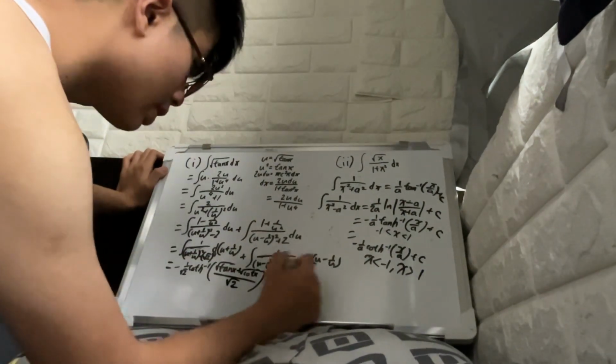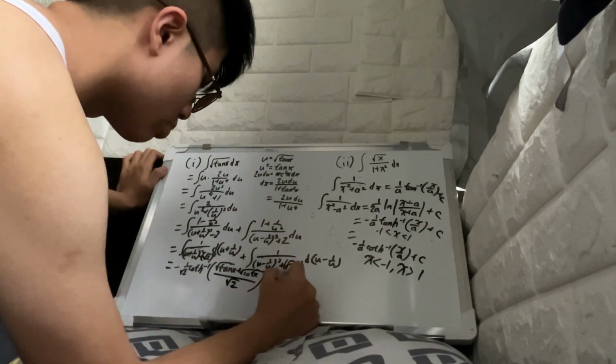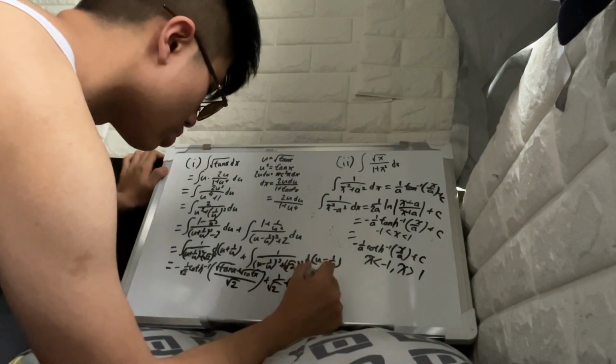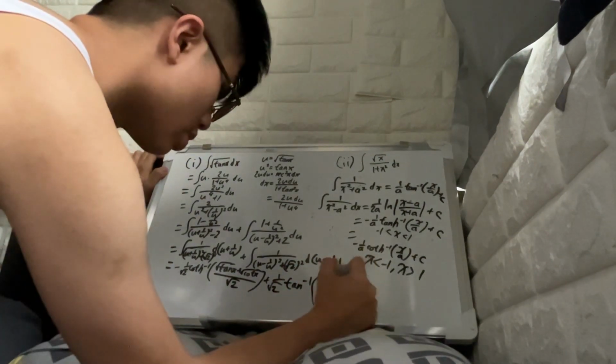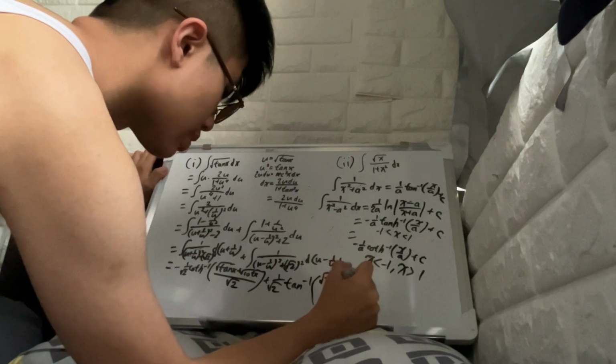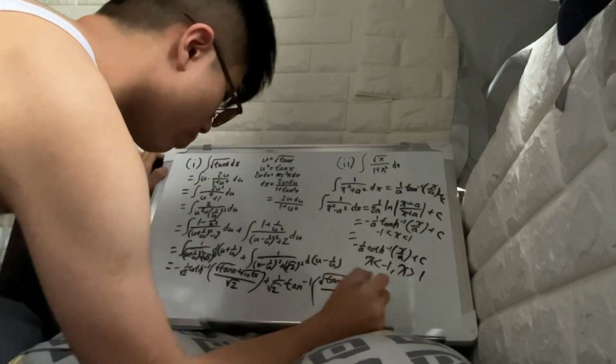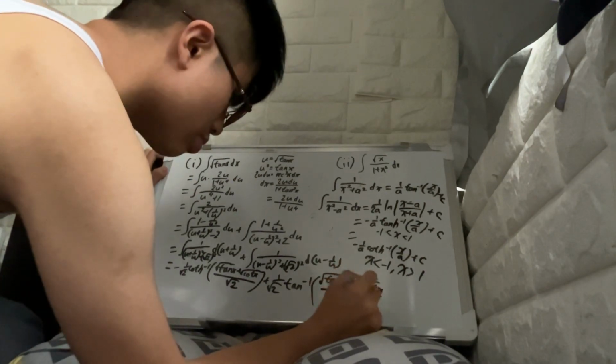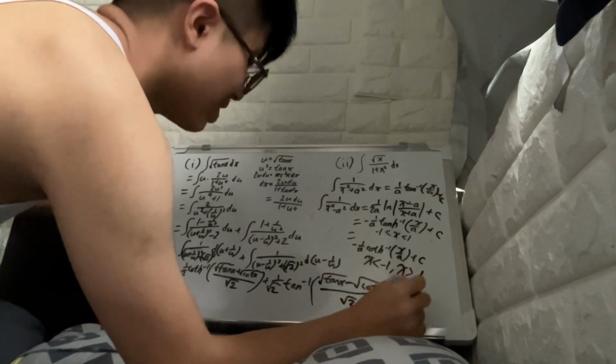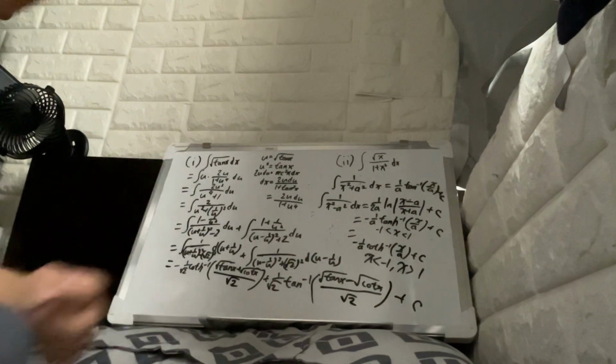And then here you just get positive 1 over root 2 inverse tangent of the inside, which is just root tangent x minus root cotangent x over root 2 plus c. Oh, this is crazy, right?